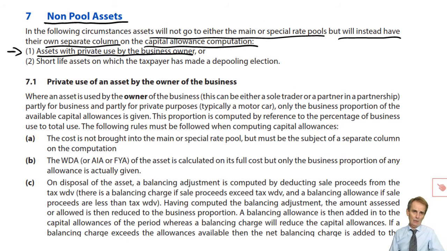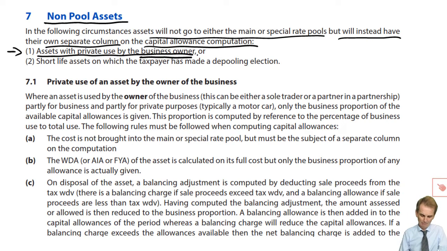There are two possible categories. This first one, by far the most likely, is only relevant when dealing with the unincorporated trader. When dealing with the incorporated trader, you will not have any assets with private use by the business owner because we don't have a business owner per se. We have shareholders who own shares in the company. This issue of private use is only in income tax and only where it's private use by the business owner.